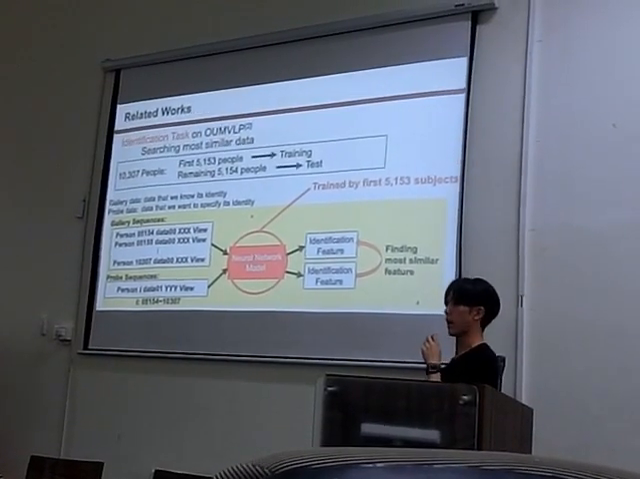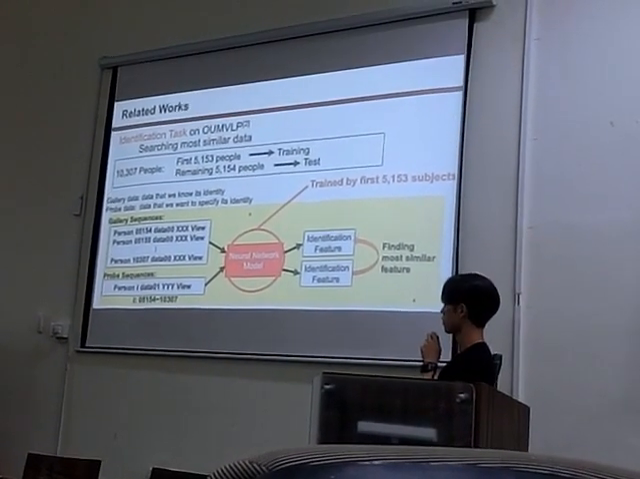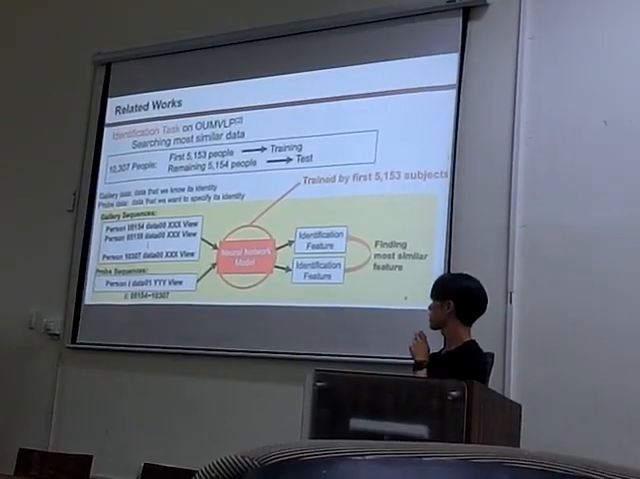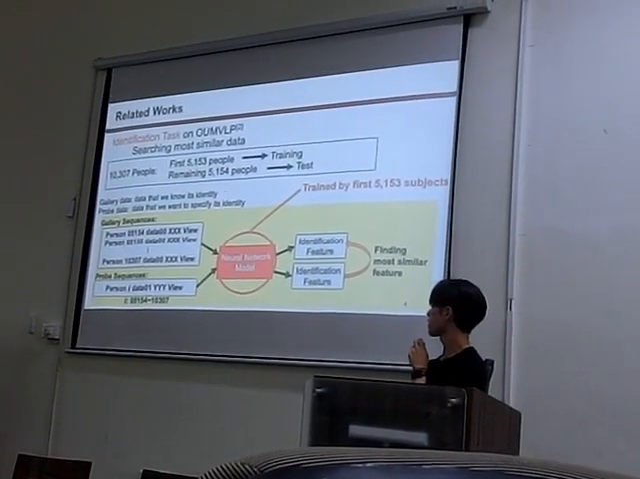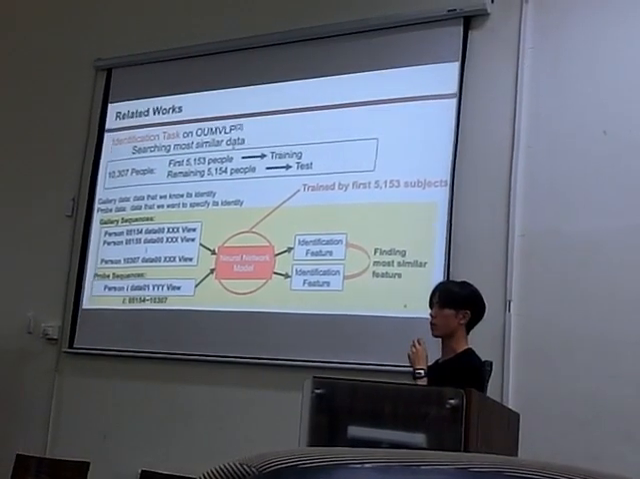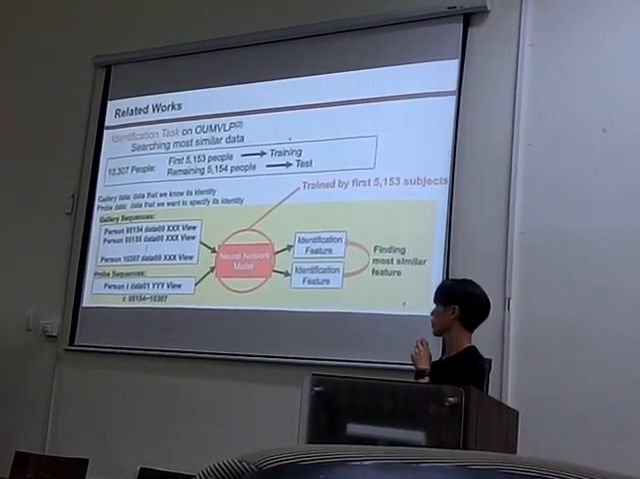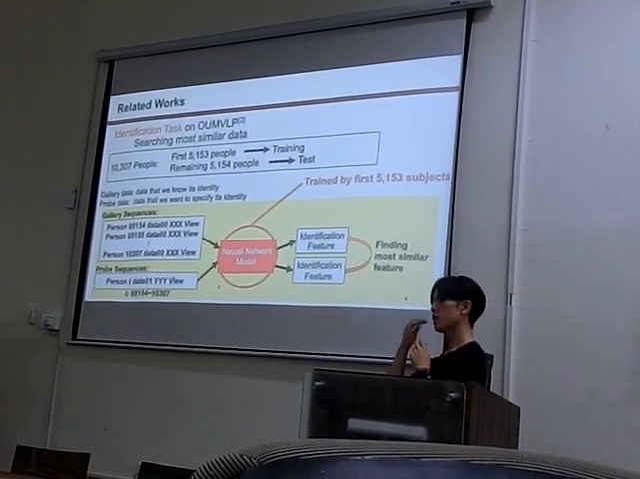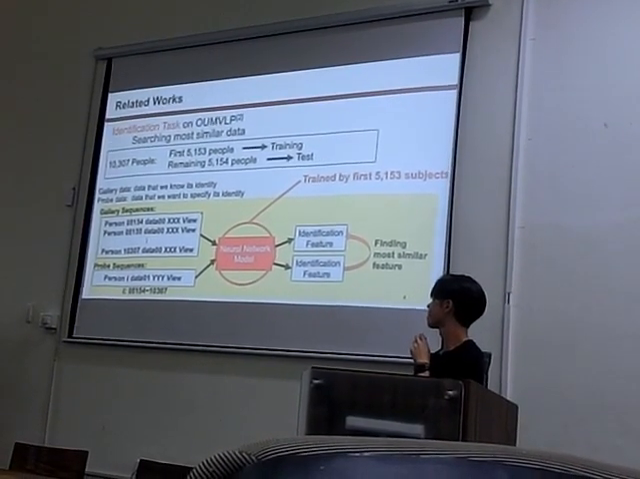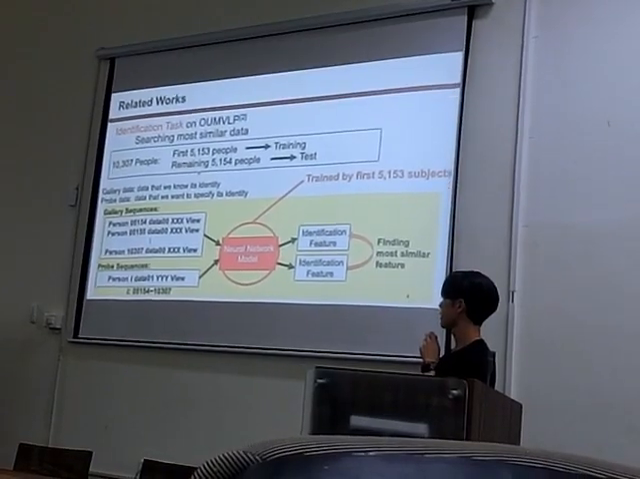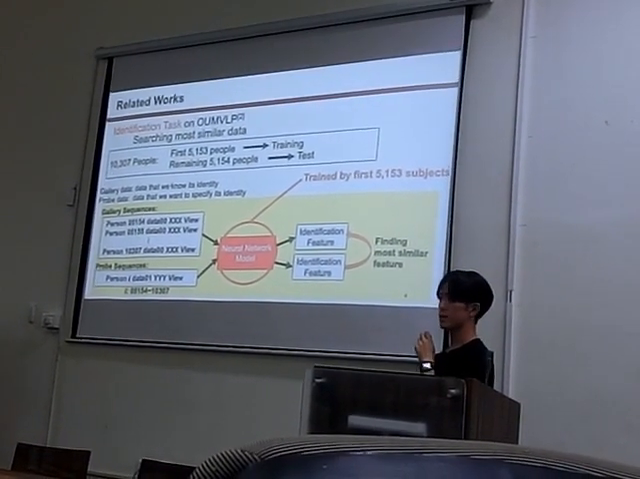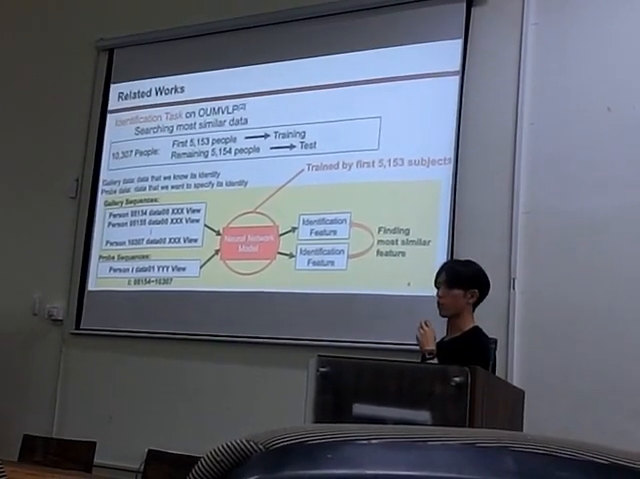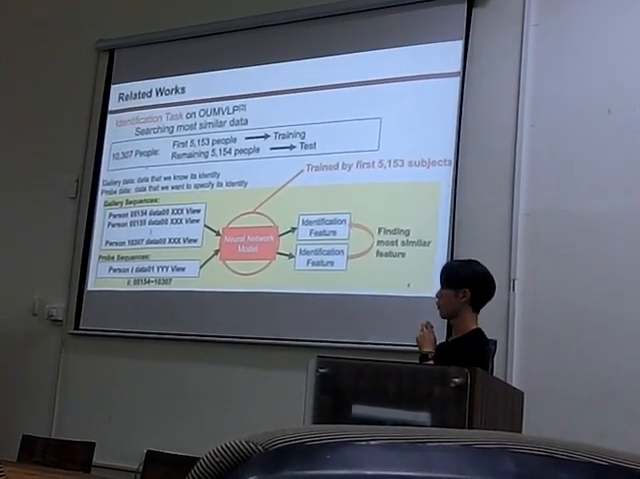Here I introduce the detailed identification method. On OU-MVLP, the identification task is conducted like this. First, 5,153 people are used for training the neural network. After finishing the training, the remaining 100 people are used for testing. In the test section, the test set is divided into carry data and probe data. Carry data means data whose identity we know, and then we want to identify the probe data's ID.